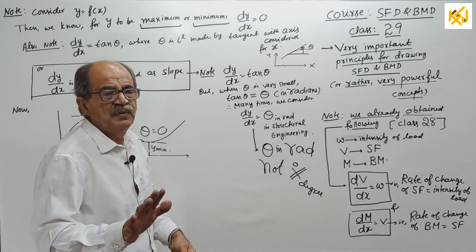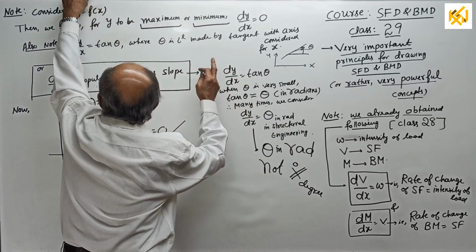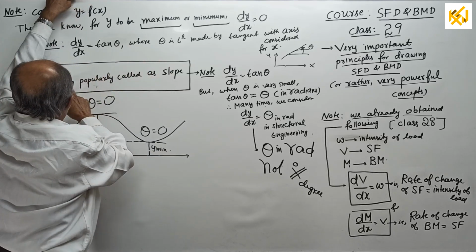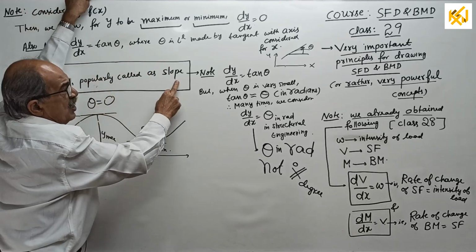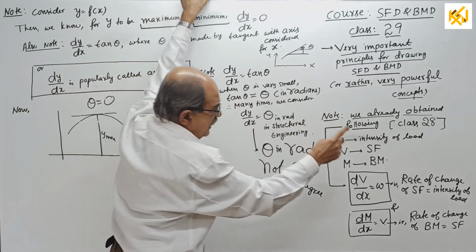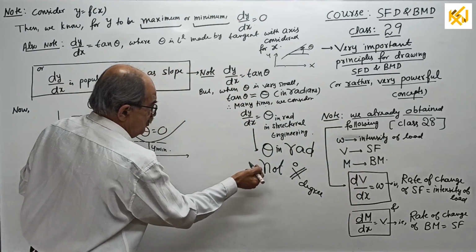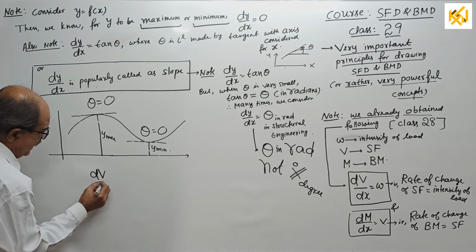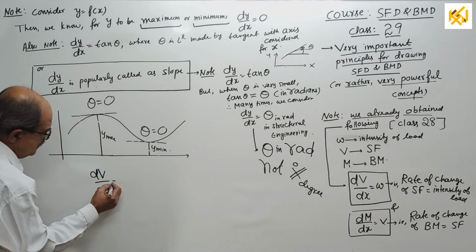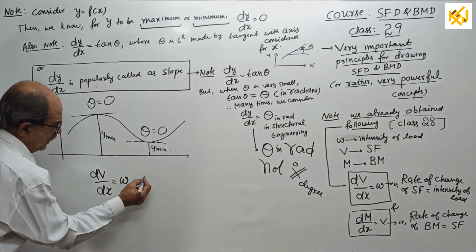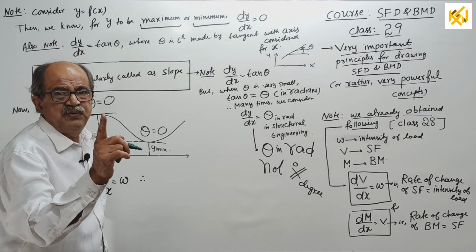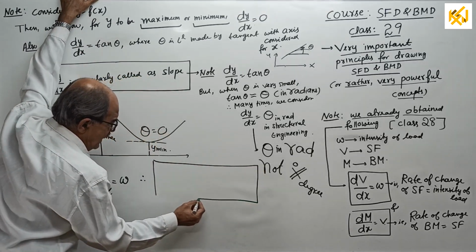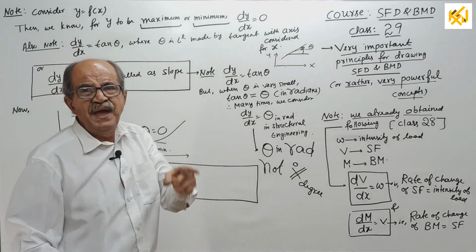Or before that, one more principle. I already told you dy by dx is tan theta, and dy by dx we popularly call the slope. Therefore, very important, see here. I'll go a second round now. Most important, your dv by dx equal to w. Therefore, the most powerful principle, I will not repeat again and again.